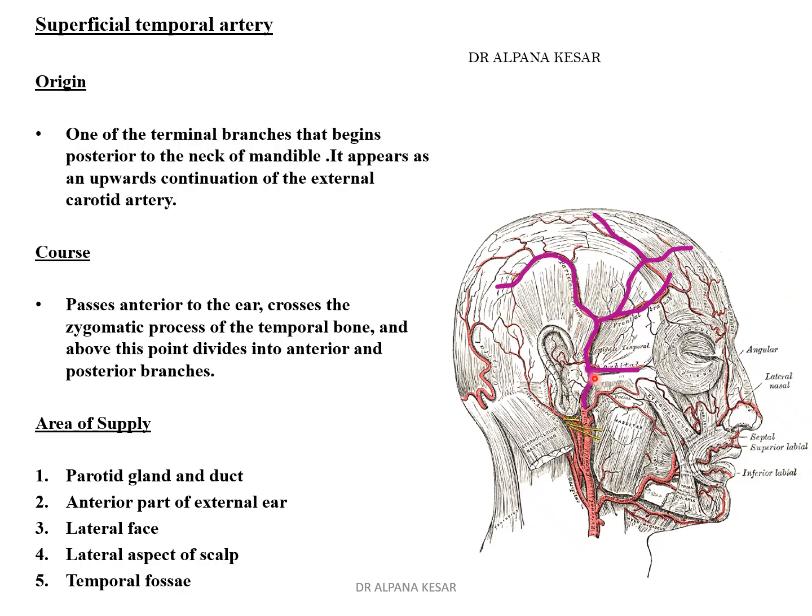The course of the superficial temporal artery is that it passes anterior to the ear, crosses the zygomatic process, and above this point it divides into its anterior and posterior branches. The area of supply of the superficial temporal artery is the parotid gland and its duct, anterior part of the external ear, lateral part of the face, lateral aspect of the scalp, and temporal fossa.